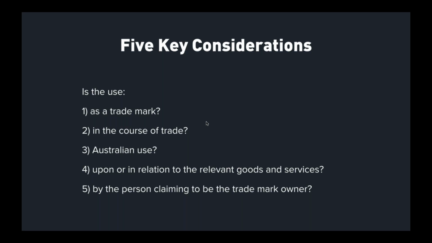The third consideration is whether the use is Australian use. This one is quite straightforward. You're trying to demonstrate to the examiner that your trademark has been used as a trademark in the course of trade in Australia. Using a trademark online often means it is seen by people all around the world, but this doesn't automatically count as use in each country where someone has accessed the website.